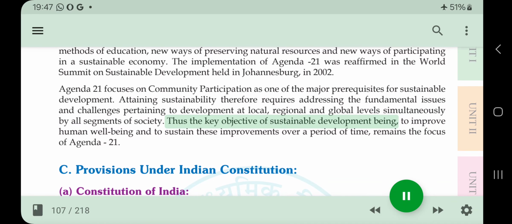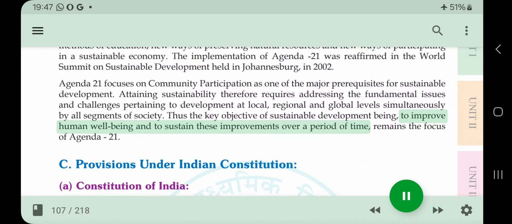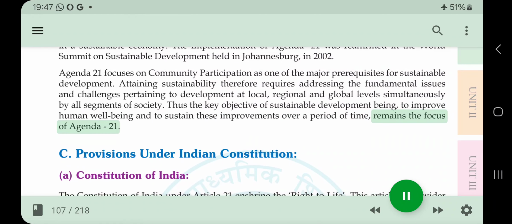Attaining sustainability therefore requires addressing the fundamental issues and challenges pertaining to development at local, regional, and global levels simultaneously by all segments of society. Thus, the key objective of sustainable development being to improve human well-being and to sustain these improvements over a period of time, remains the focus of Agenda 21.